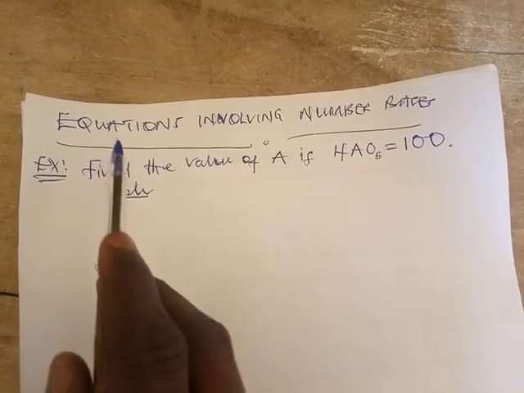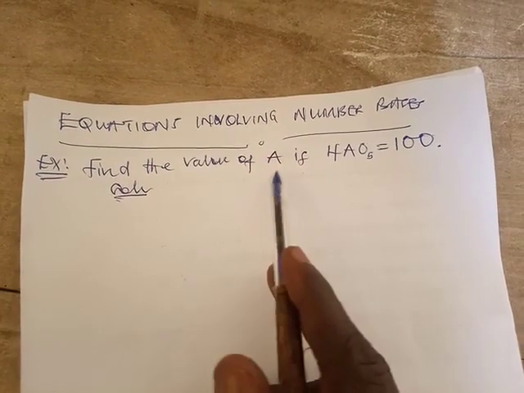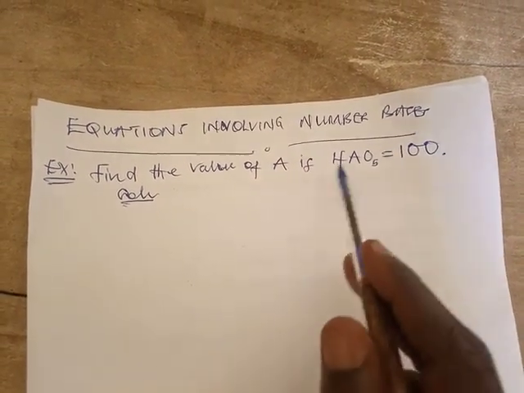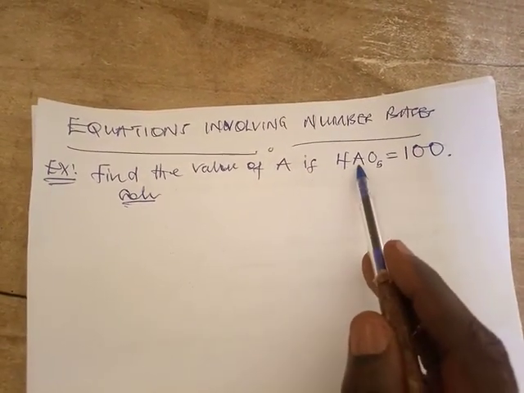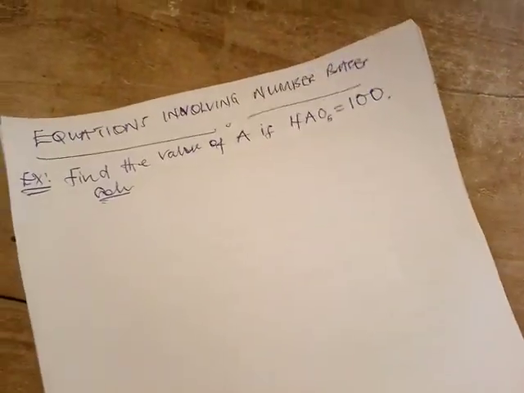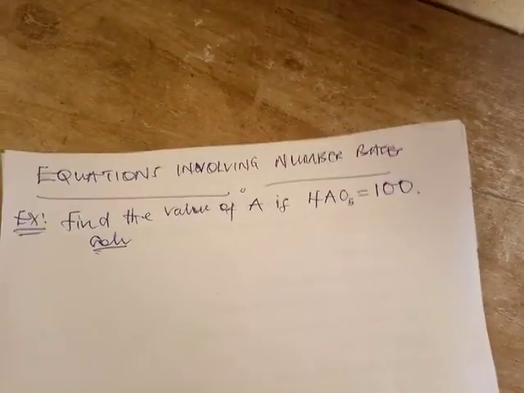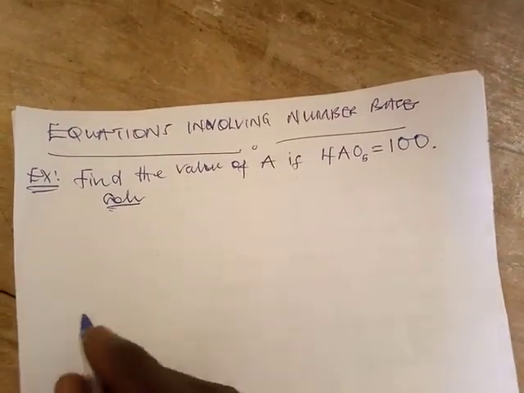Now the next thing is we are going to look at how to find equations involving our bases. Let's take this case. Find the value of a if 4a0 base 5 is equal to 100. So with this, we are going to use the idea of changing from other bases to base 10, or to a decimal numeral.